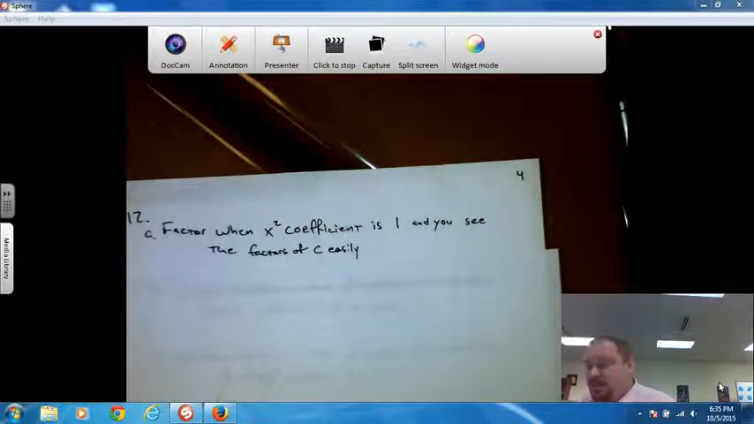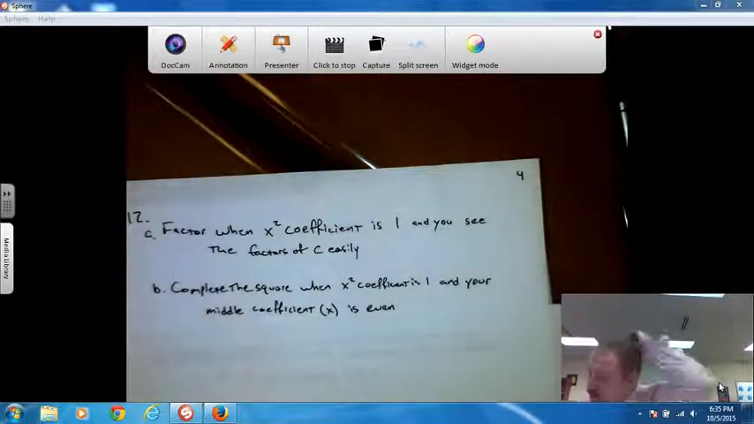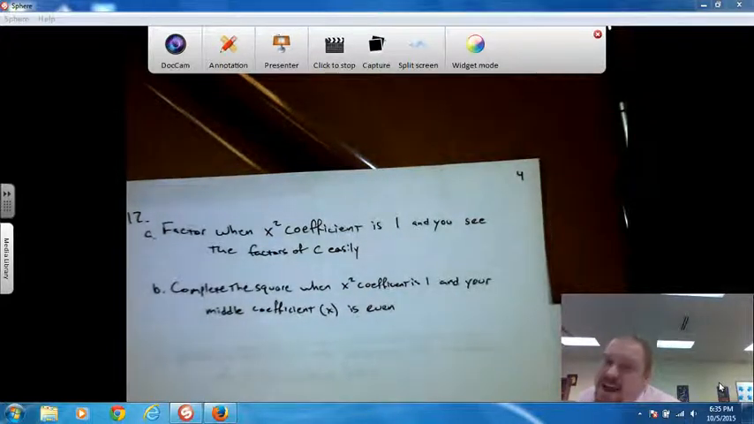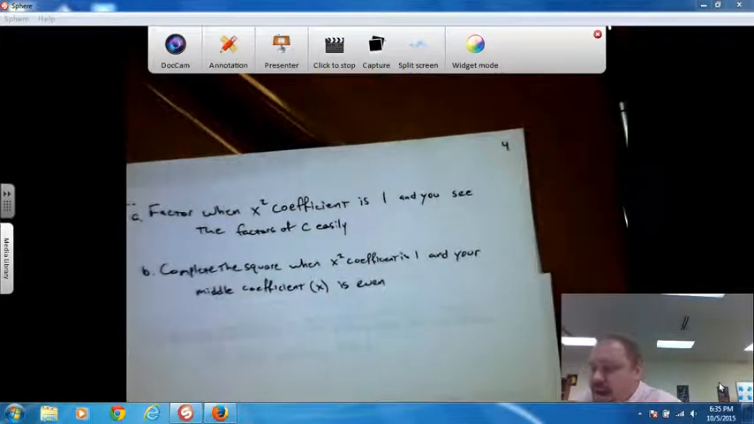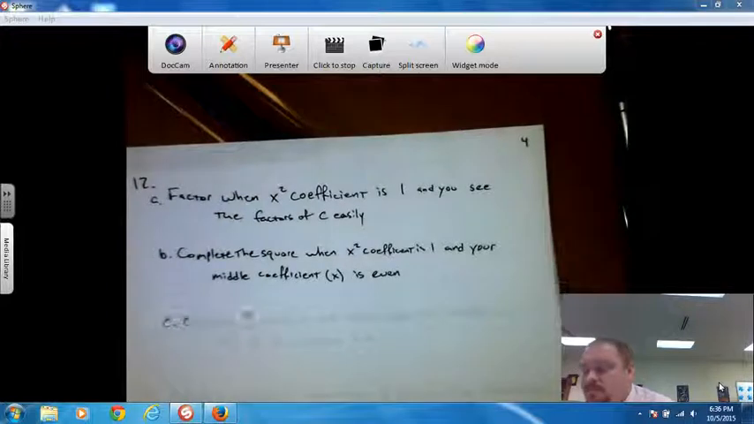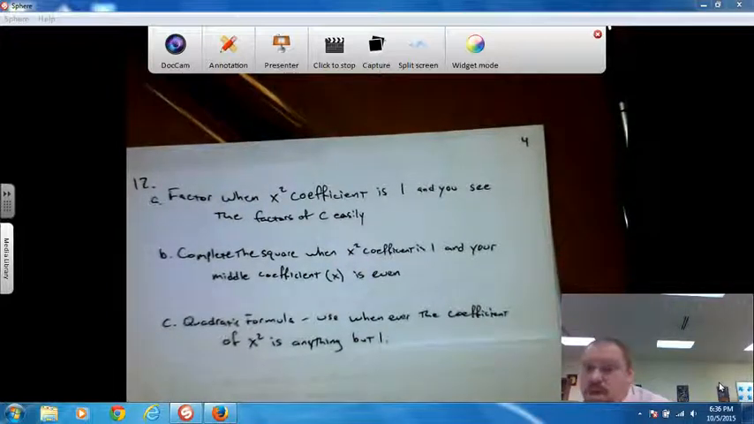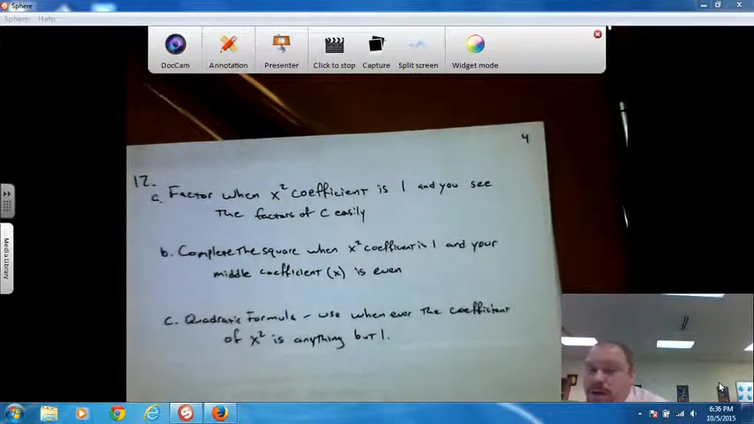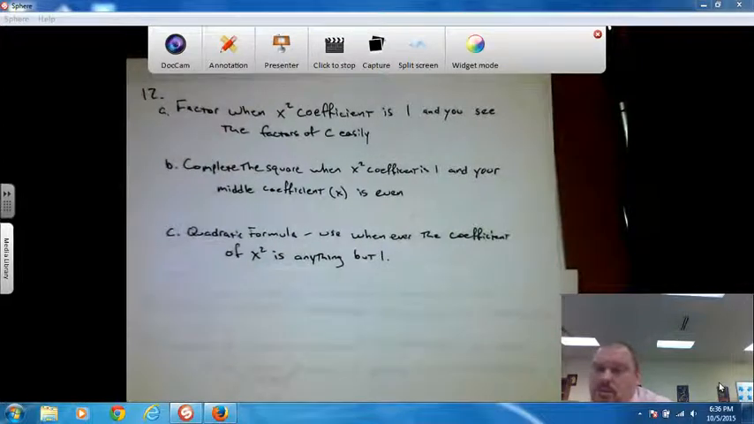Now for completing the square, I complete the square when the x squared coefficient is 1, meaning I prefer to not have a number in front because I don't want to have to factor it out, and the middle number is even. Middle number has to be even no matter what. And then when do I use the quadratic formula? Basically, if the number in front of x squared is anything but 1, I'm thinking quadratic formula. But not always. Sometimes when the number in front of x squared is 1, you still have to use the quadratic formula. Sometimes you cannot factor it.